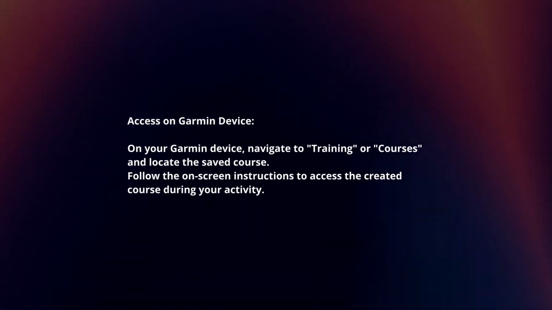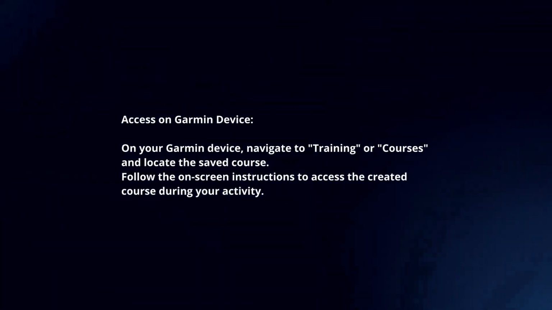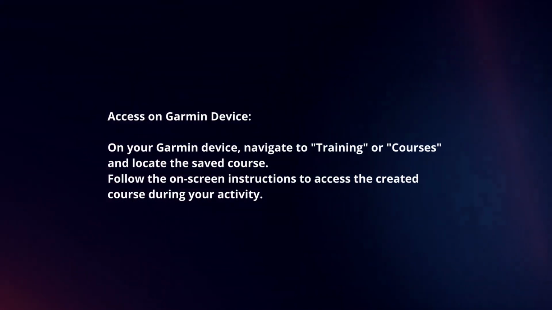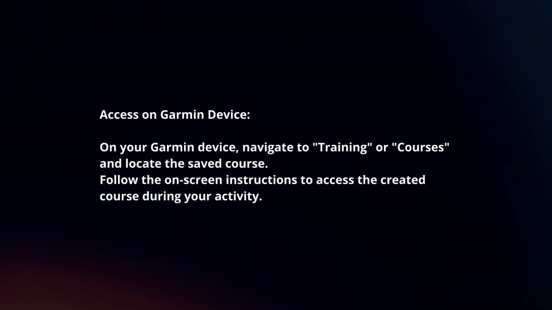Access on Garmin device. On your Garmin device, navigate to Training or Courses and locate the saved course. Follow the on-screen instructions to access the created course during your activity.